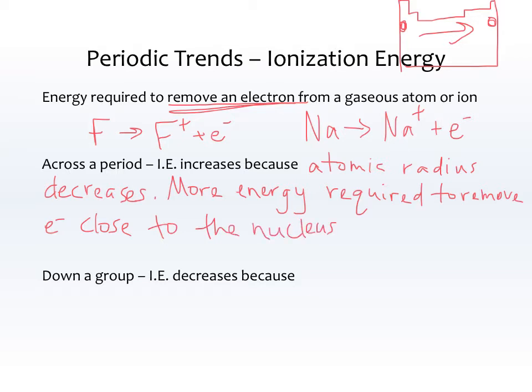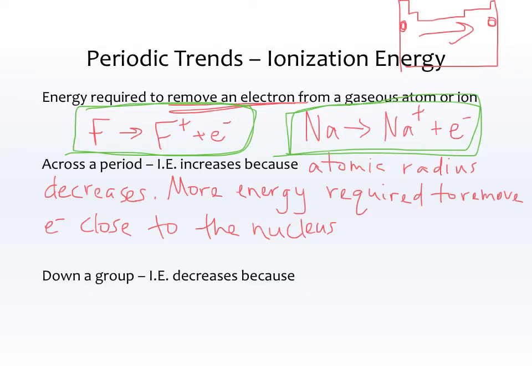So argon has a smaller radius than sodium, so the outermost electron in argon is closer to the nucleus than in sodium. Therefore, it takes more energy to pull that magnet apart. So this would be why this does not look normal. Fluorine should not lose an electron. Fluorine should not turn into fluorine plus, and it takes an incredible amount of energy to do that. But sodium will look normal because sodium will easily lose an electron, and it won't take very much energy for that to happen.